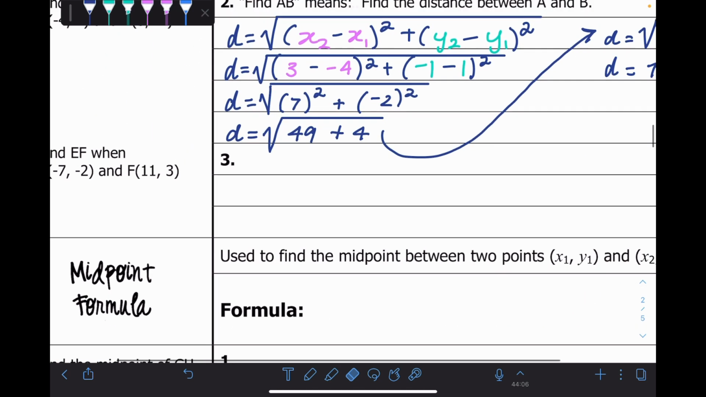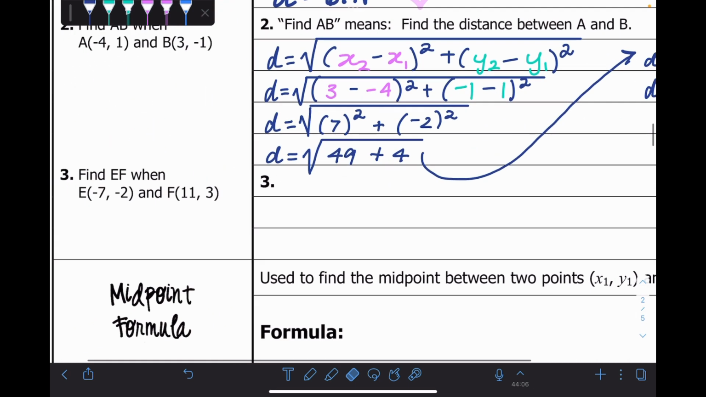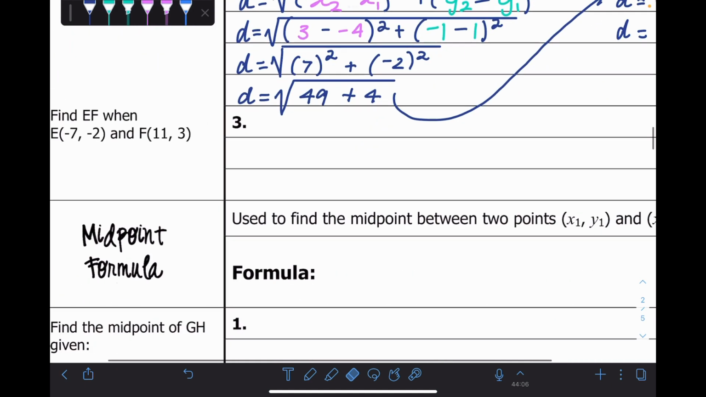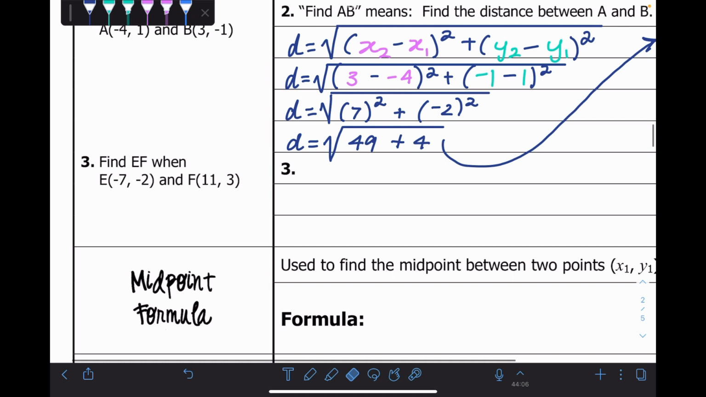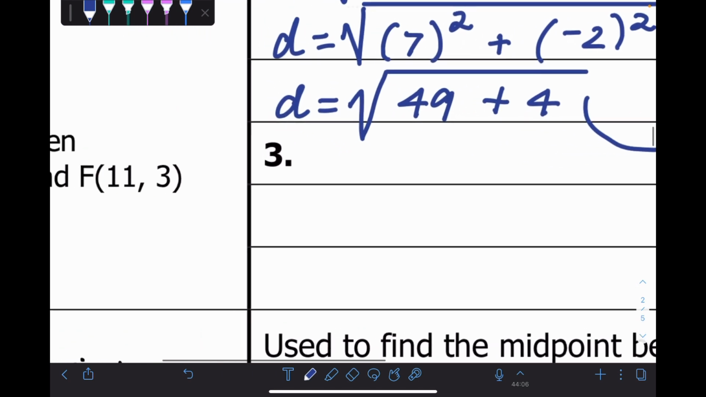Alright. I'm going to do the next one, but I'm going to do it just quickly myself, just to show you an example. I'm not going to explain it as we go.